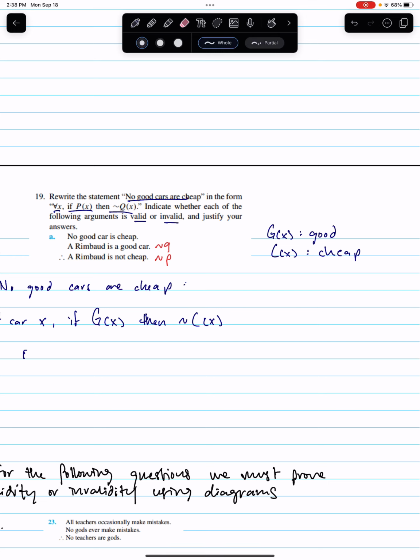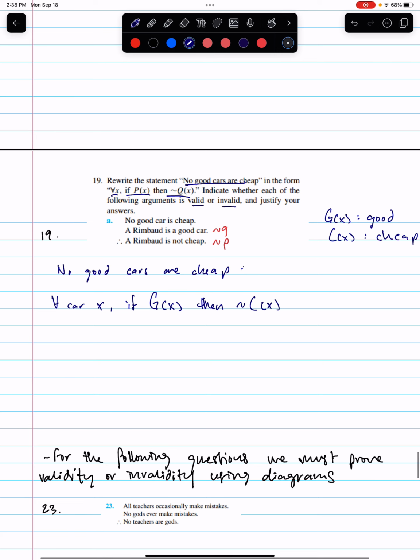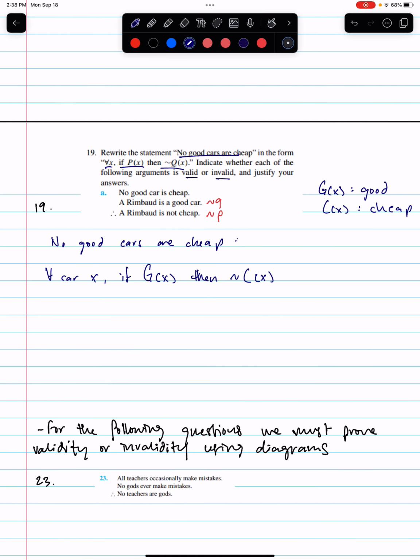Alright, because that follows the order in which this sentence is. My bad. So from here we could say this is P, this is Q. So a Rimbaud is a good car, so that's P. A Rimbaud is not cheap, that's Q. So this follows valid by modus ponens.